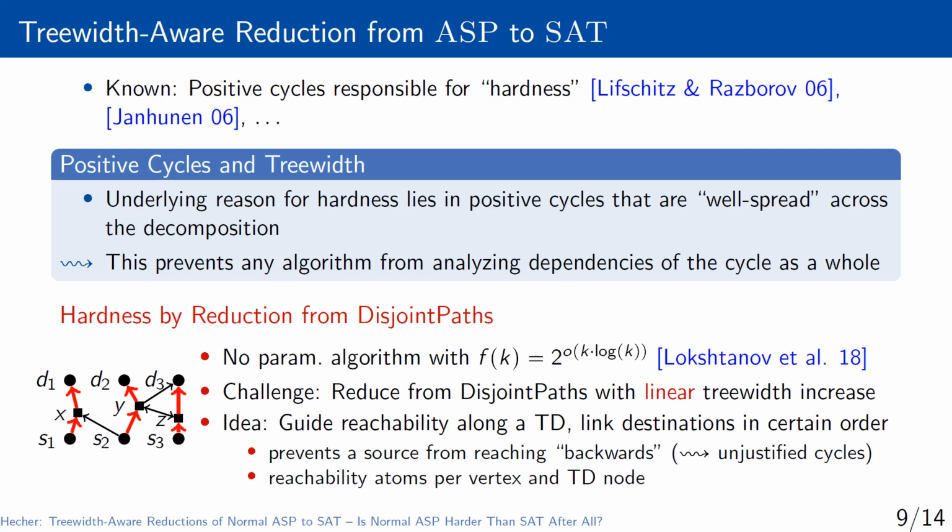width. Finally, we also ensure that every destination vertex is reached, and we do this via reachability atoms for every tree decomposition node as well as vertex. And it's also important that these paths are distinct, so this is also done via this reachability atom.